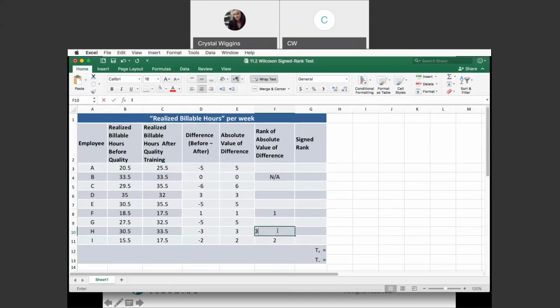All right, let me fill these back in. These were 3.5. Then we had 3 5s, so we had 5, 6, and 7, which averaged to 6. And then there is the ranking of 8.